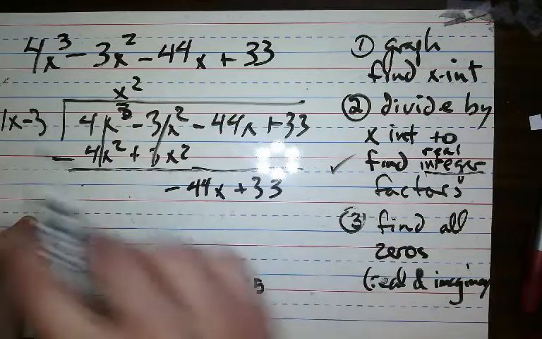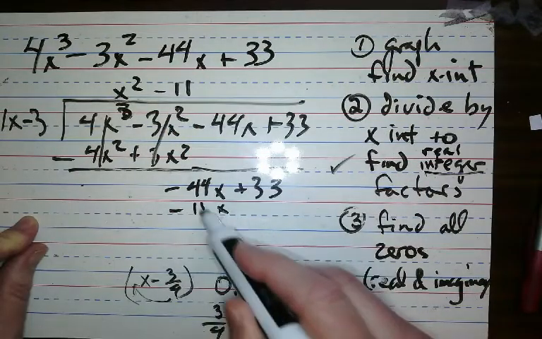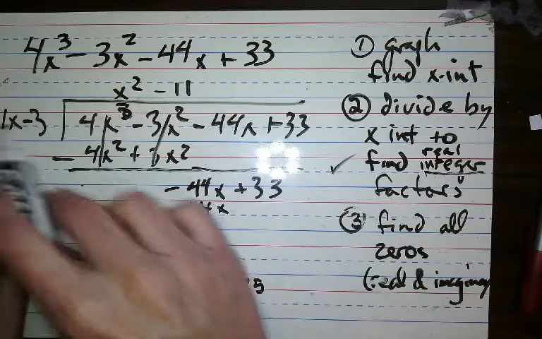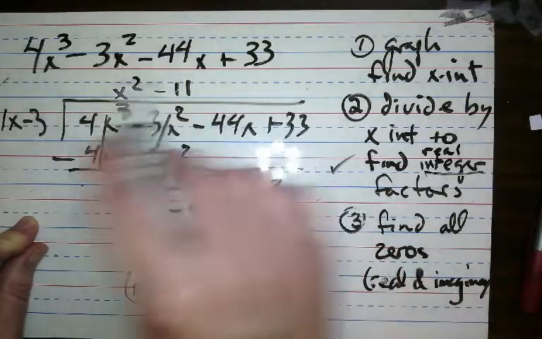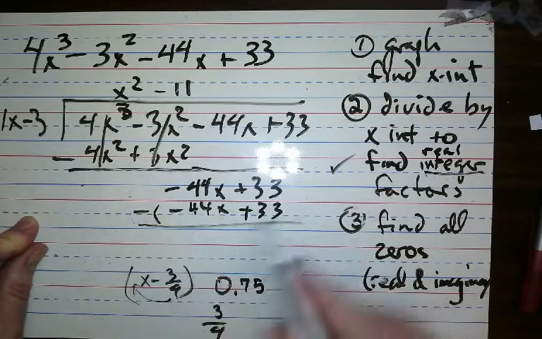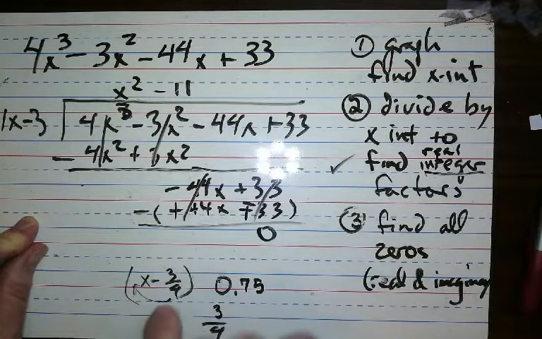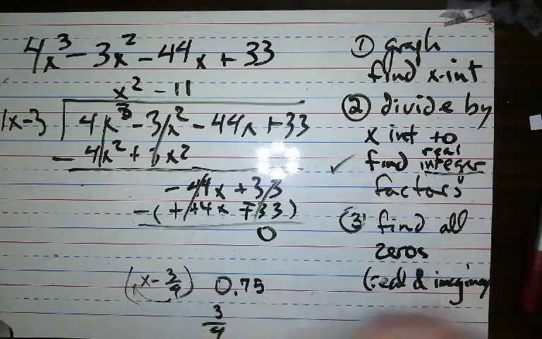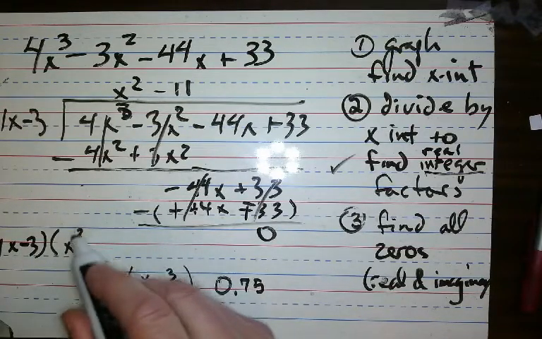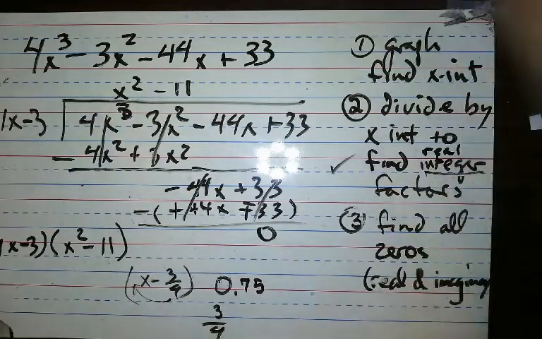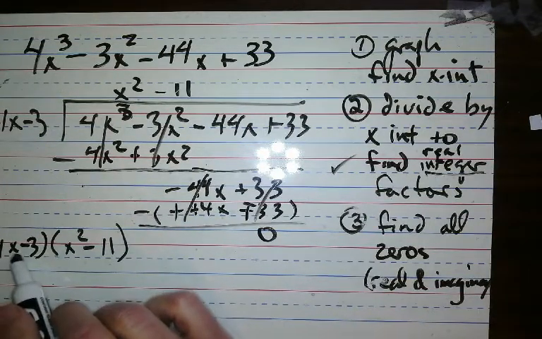So how can I make that? Negative 11, it looks like. Negative 11 times 4x, negative 11 times that, right? Negative times negative is positive. Then I subtract, right? Subtract makes that positive, makes that negative. Goodbye, has to end in 0. Remember, if it's an x-intercept, it ends in 0. So what are the two factors? 4x minus 3, x squared minus 11. Ta-da!